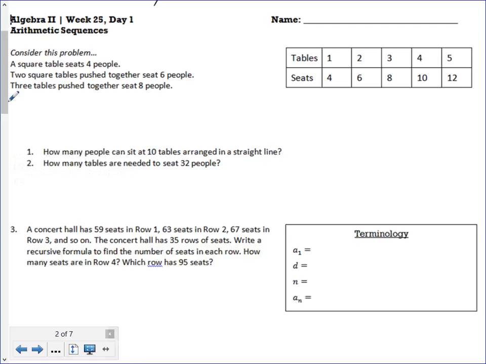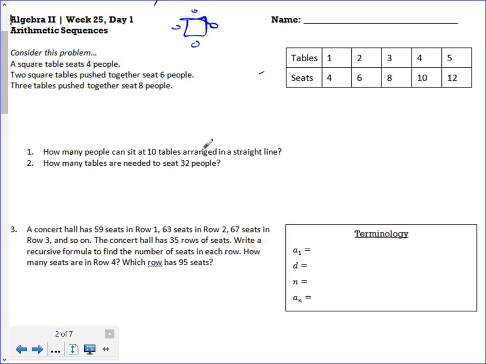So, consider this problem. A square table seats 4 people. 1, 2, 3, 4. If you take 2 of them and put them together, you can get 6 people around. So 1 table, 4 people. 2 tables, 6 people. Now, if you had 3 tables, you squeeze them all together, you got 8 people around.